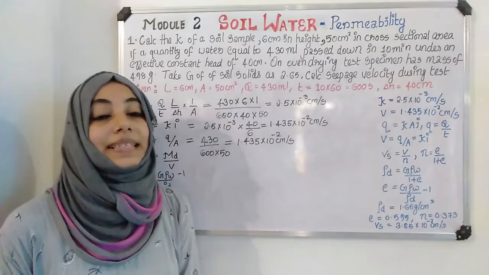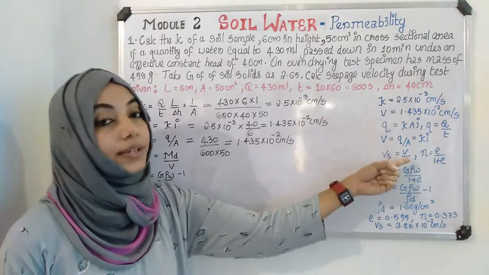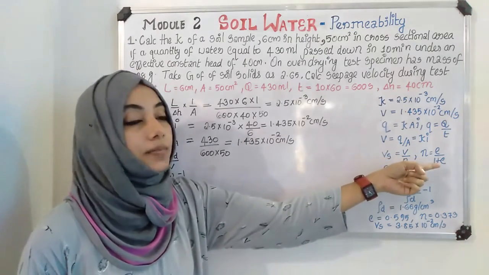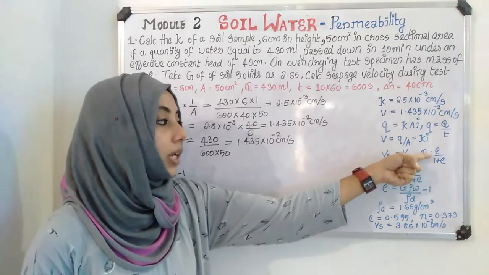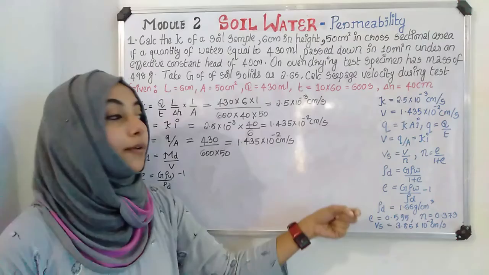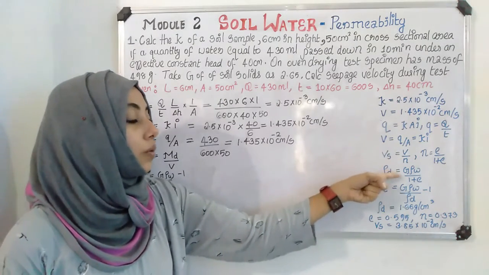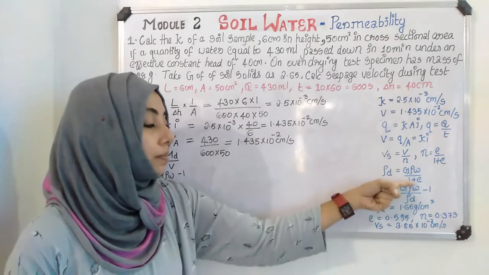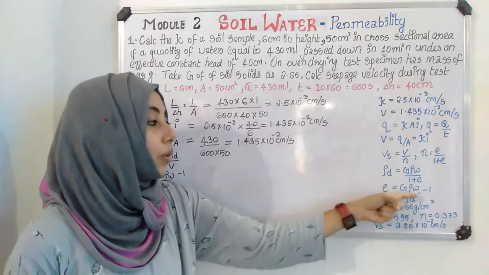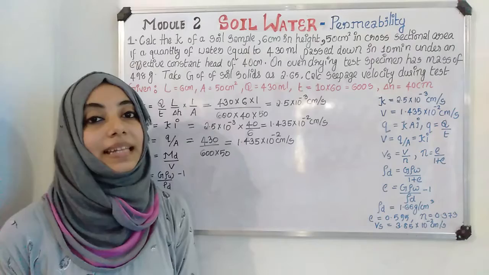In order to find seepage velocity, next we have to find n, small letter n, that is porosity. n has an equation in terms of void ratio, that is n equal to e by 1 plus e. Then we have to find e, the void ratio. For this we have the equation rho d equal to G rho w by 1 plus e. From this, e equal to G rho w by rho d minus 1. So first we can find dry density.